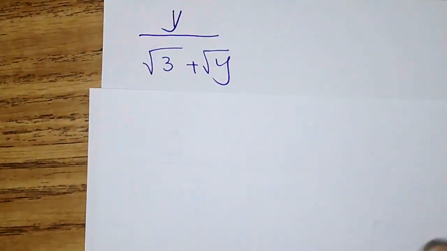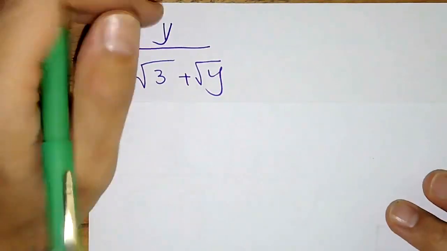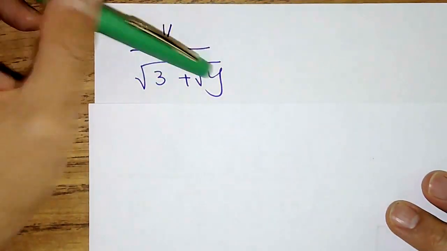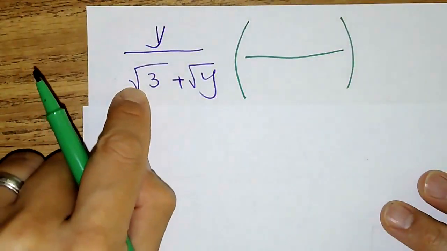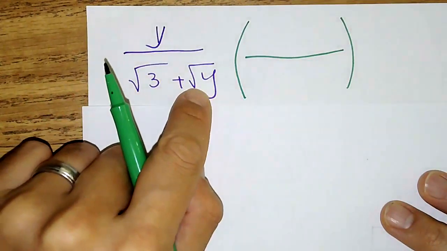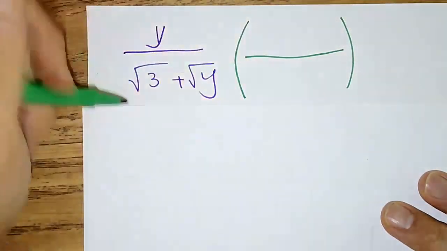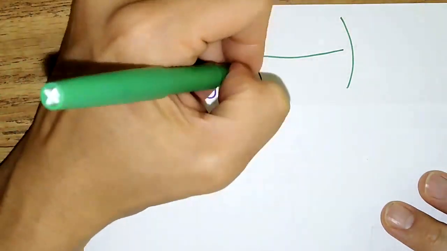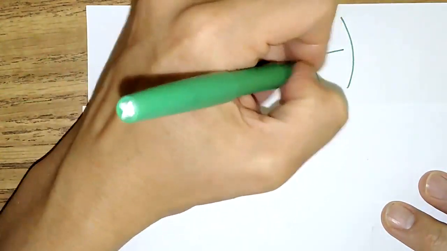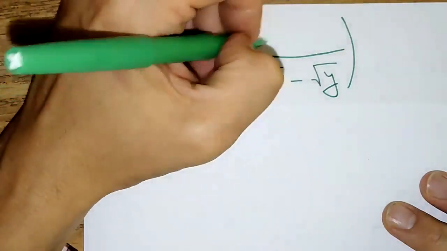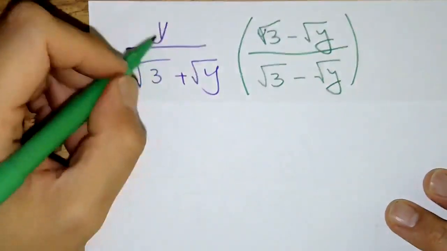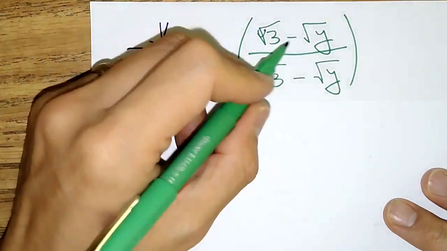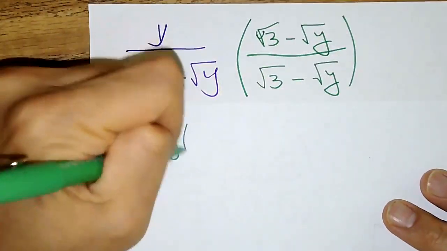So now what do I do with this? All right, here I want to rationalize this denominator. So what I'm going to do is treat my a like square root of 3. My b is square root of y. So I have to multiply, and it's a plus sign in between, so I'm going to multiply by square root of 3 minus square root of y, top and bottom. I'm just going to leave the top like that.